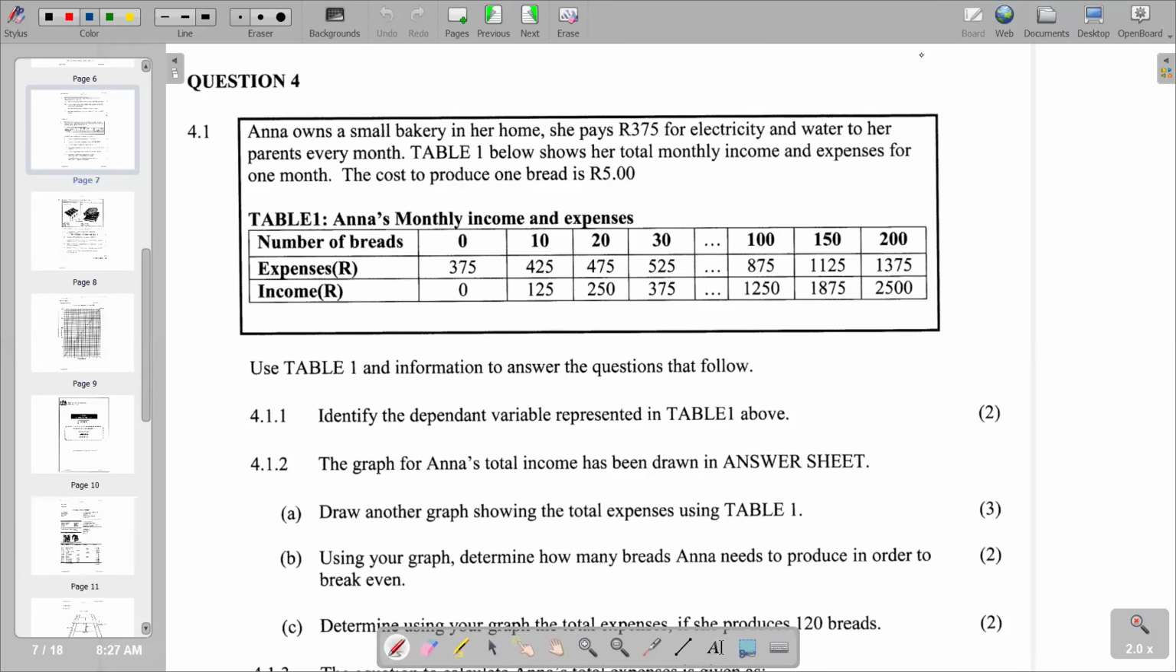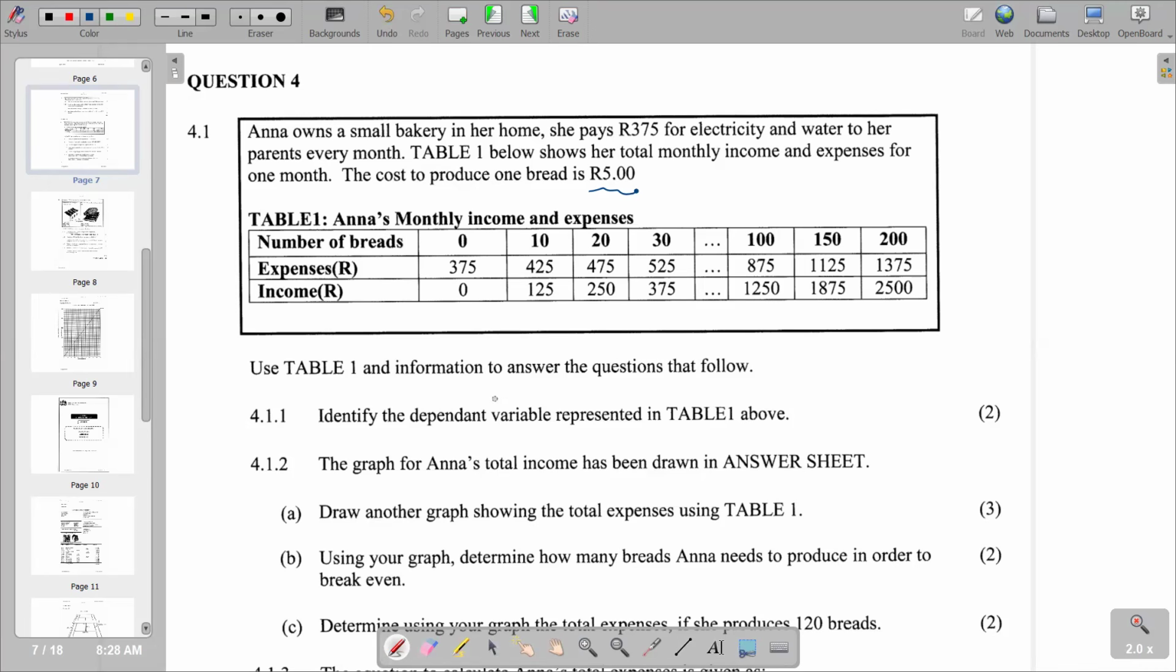So moving on to our question 4. Our question reads, Anna owns a small bakery in a home. She pays 375 rands for electricity and water to her parents every month. The given table 1 below shows a total monthly income and expenses for 1 month. The cost to produce one bread is 5 rand. And then we are given table 1 of monthly income and expenses.